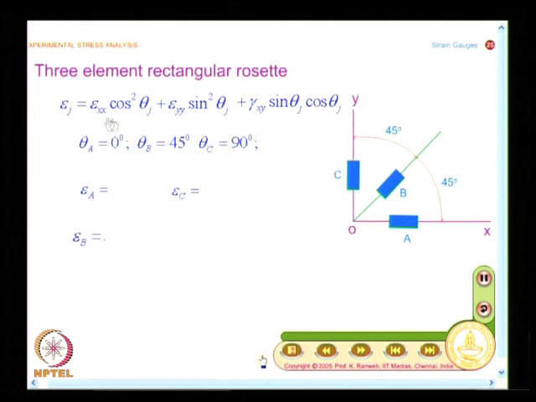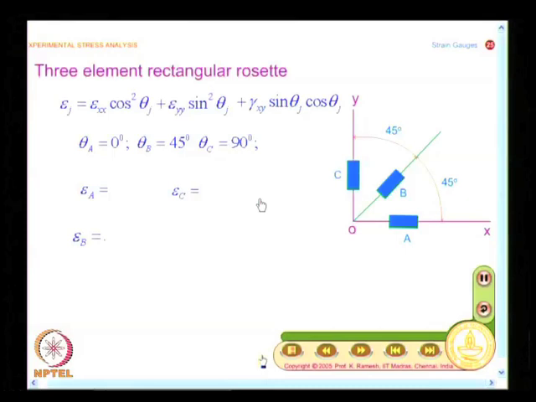So, now you use this strain transformation law and find out what is the shear strain. So, I will have epsilon A, epsilon B, epsilon C measured from the actual strain gauges, use them and find out what is the state of strain at a point.